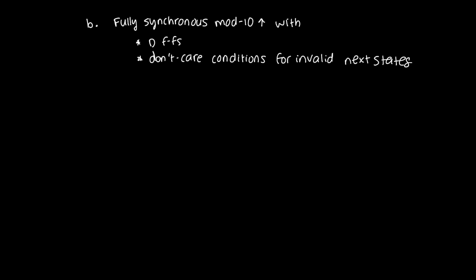So for part A, I took some shortcuts. I didn't do the excitation table, but for this, I do need to do the excitation table. So I'm going to start with that. Now you may be wondering, well, what about the state transition diagram? Aren't I supposed to do that first? And yes, you were right. You are supposed to do that first, but I'm going to get to that at the end.